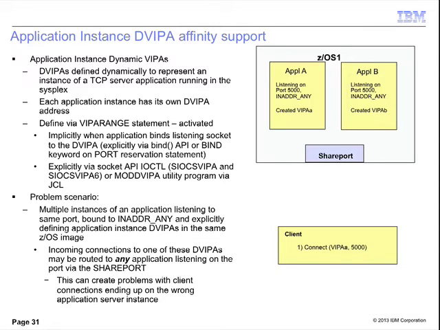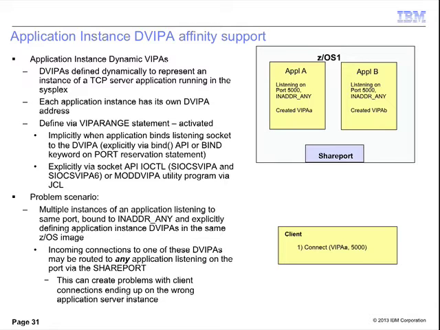The next topic, application instance DVIPA affinity support. This is an interesting topic, and I'm afraid it's very difficult to talk to without framing it in the discussion of a particular application exploitation. But we're going to have to do that in this case because any application exploitation has not been announced yet. So we're going to try to look at generally what this will provide to exploiting applications. An application instance dynamic VIPA is a DVIPA that's defined dynamically to represent a particular application within the Sysplex. So in my picture here, I've got application A and application B, both on z/OS 1.